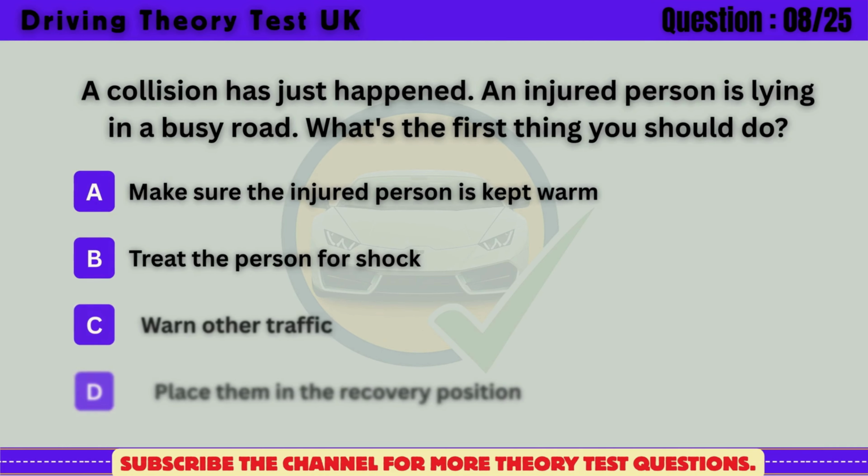Question 8. A collision has just happened. An injured person is lying in a busy road. What's the first thing you should do? A. Make sure the injured person is kept warm. B. Treat the person for shock. C. Warn other traffic. D. Place them in the recovery position.